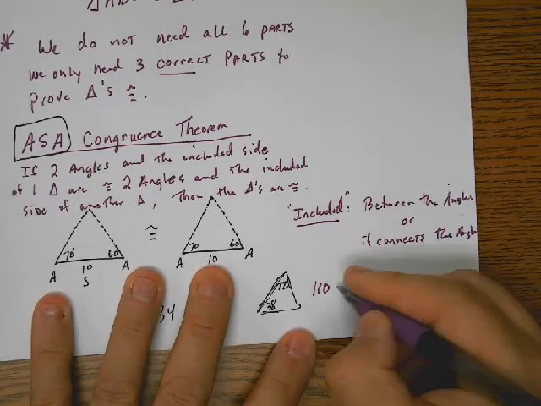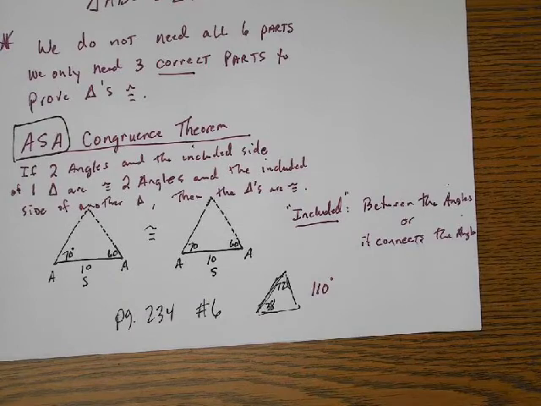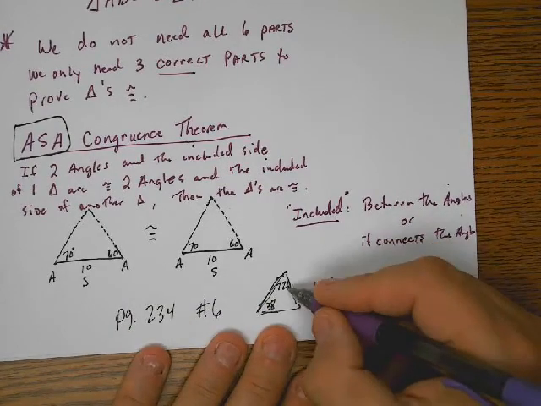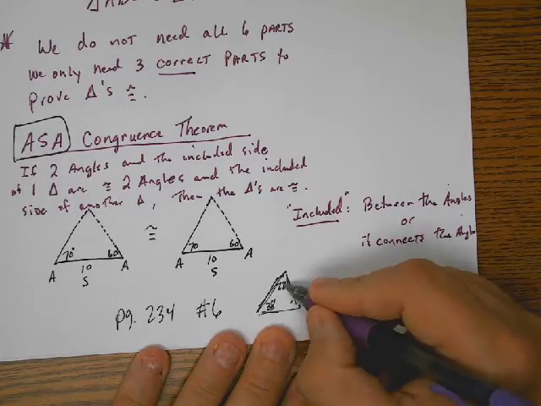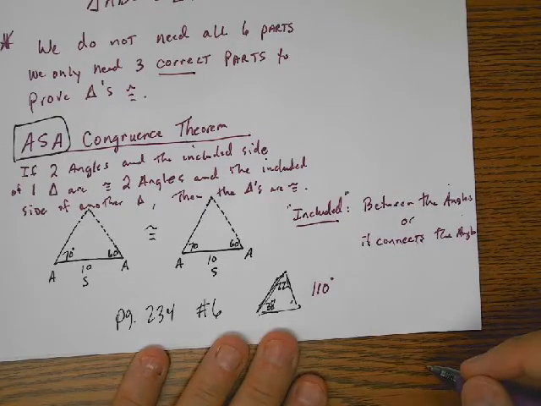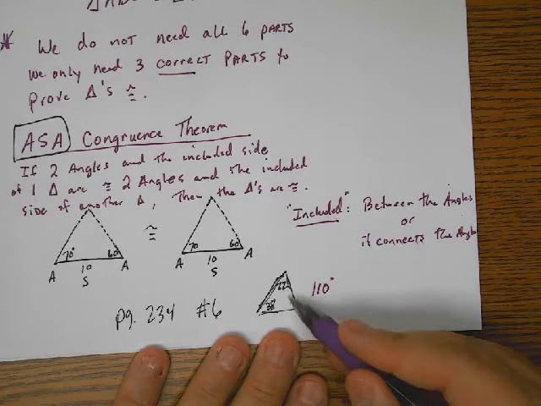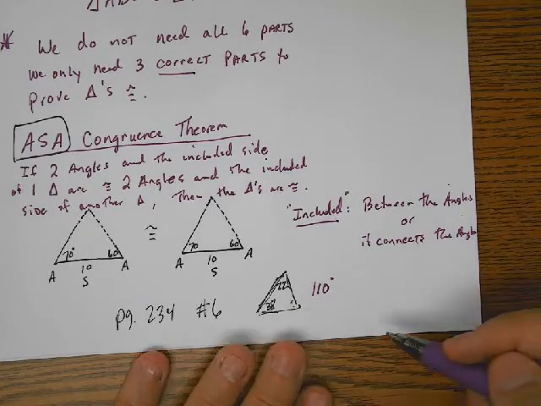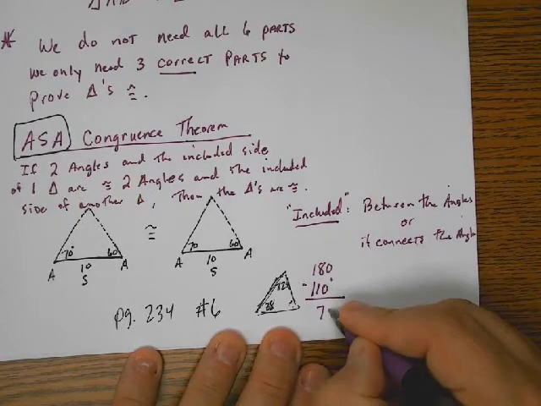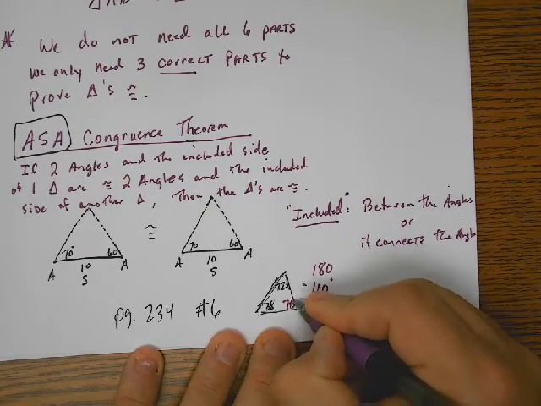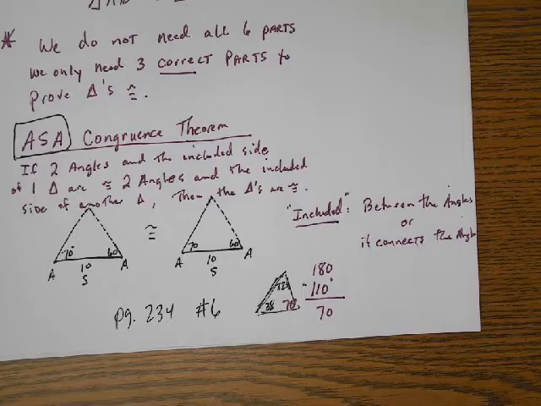Very good. 38 and 72 is 110. Well, what's the total degree measure of all 3 angles, Wattenbarger? If I add all 3 angles together in a triangle, what do they equal? 180. So if I take 180 minus 110, then that means this angle has to be 70. You see how I can conclude that? Everyone okay with that? All right.